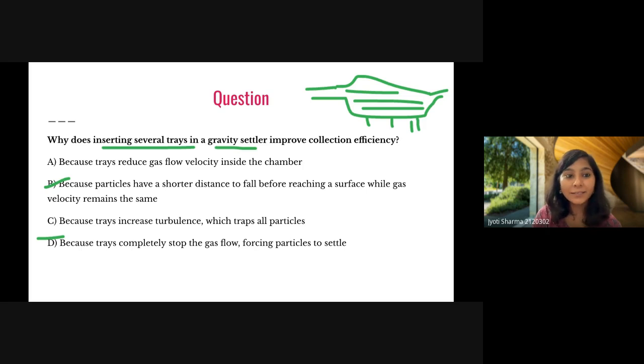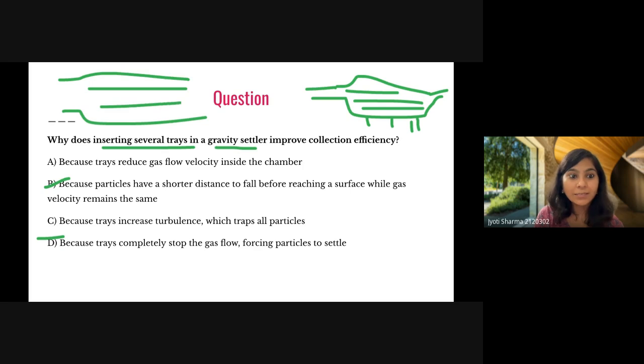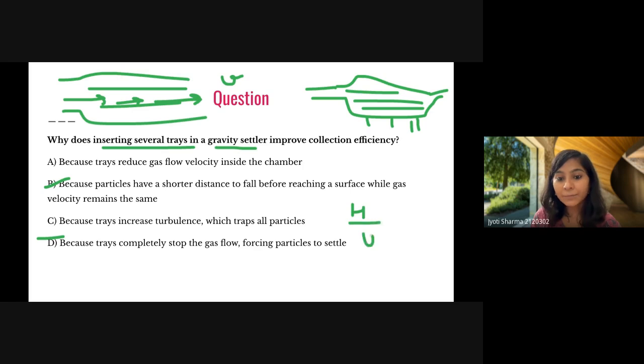Because we are inserting it. For example, if you are just inserting trays in this way, the velocity of the gas will not change. So V will be the same. As I told you, in the initial MCQ, one option was H upon Vt and one was L upon V. So Vt is the terminal velocity and V is the velocity of your gas. L is the length of the chamber and H is the height of the chamber.